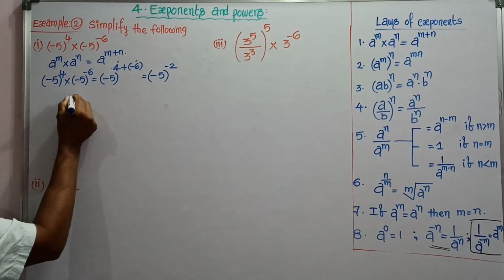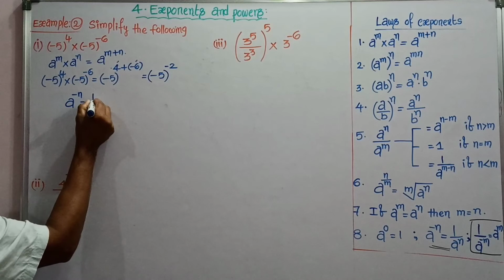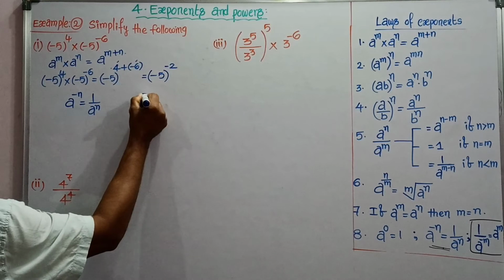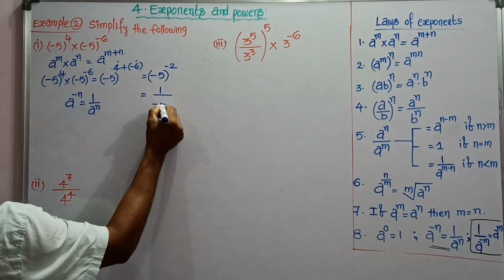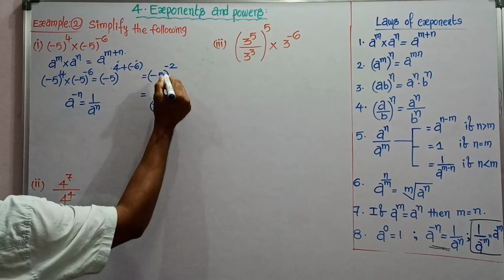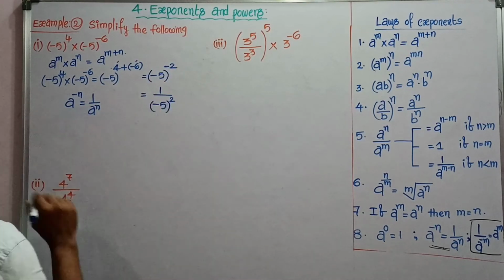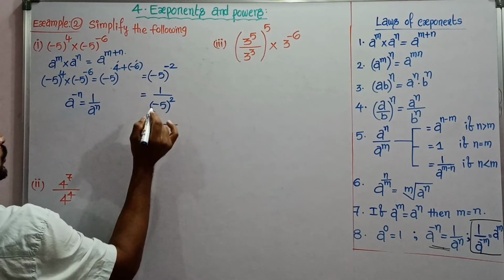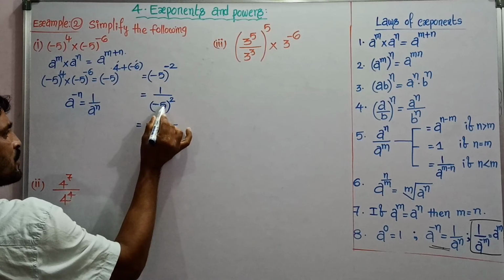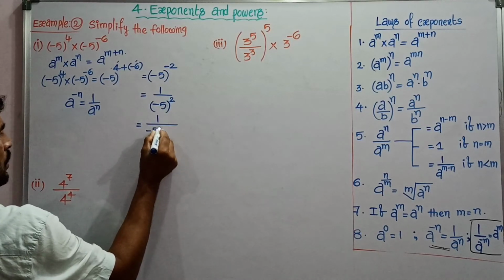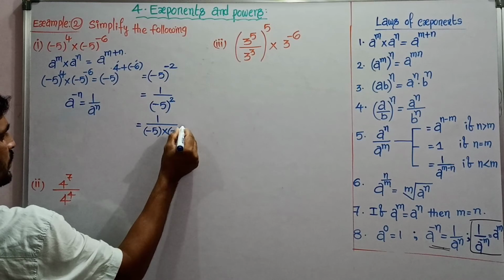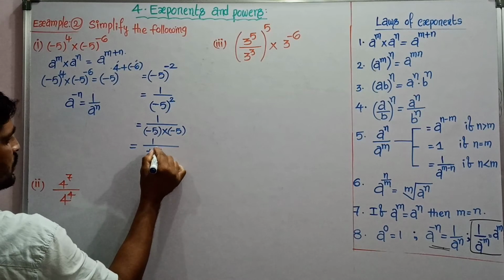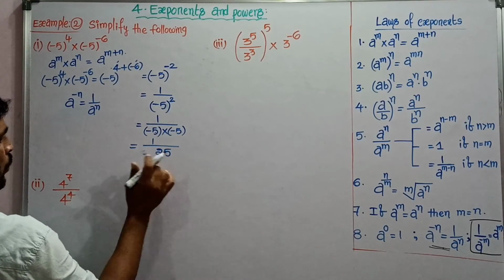Since we know that a^(-n) equals 1 by a^n, by using this formula, this can be expressed as 1 by (-5)^2. That is, the exponent gets the positive symbol. Again, what is the practical meaning of (-5)^2? In the denominator, minus 5 occurs 2 times in the product, that is, minus 5 into minus 5. Minus of minus is plus, 5 5s are 25. So the answer is 1 by 25.